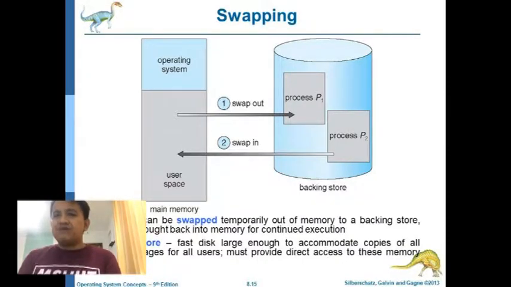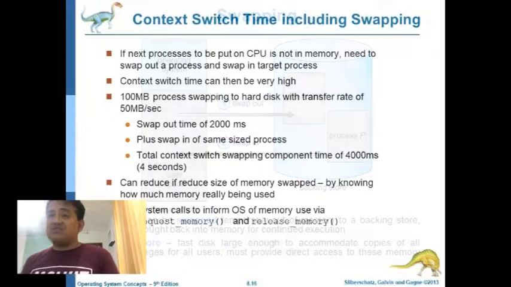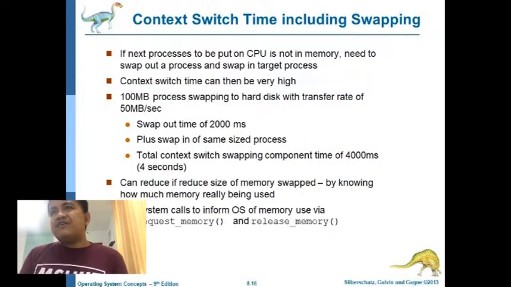Another problem that may arise in swapping is the total context switch time that the process requires. If the next process to be put in the CPU is not in the memory, a process needs to be swapped out and the target process swapped in. So the context switch time can be very high.